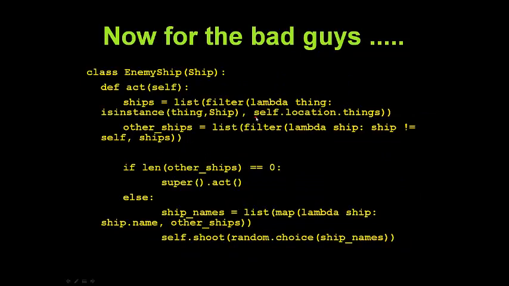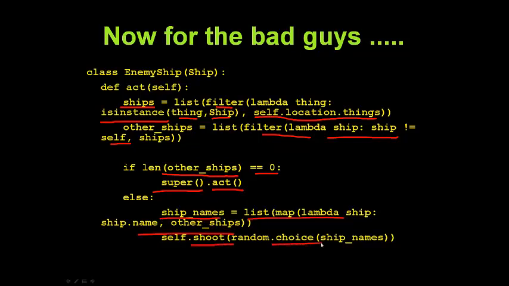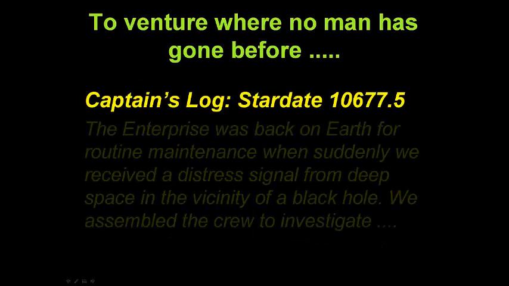So let's take a look at how the enemy ship will act now. With self.location.things, it checks what the things are in the current location. It will filter out all the instances of things that are ships. Now you will filter out also the ship that is yourself, because you don't want to shoot yourself. If there are no other ships in the vicinity, if the length of other ships is 0, then you call the superclass to act. Essentially, the enemy ship behaves like a normal ship: you pick a random number and move around if there are no other ships. Now if there are other ships, you will shoot at a random choice of ship. Let's take a look at how this will work.